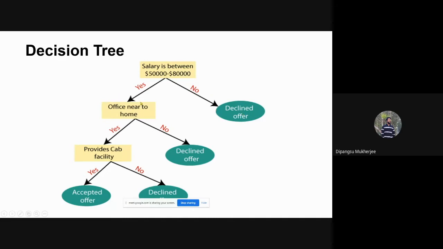Then we will check: okay, is the office near to home, yes or no? If it is yes, then we will check another condition, that is, do they provide the cab facility, yes or no? If they provide the cab facility, you will accept the offer, otherwise you decline the offer.